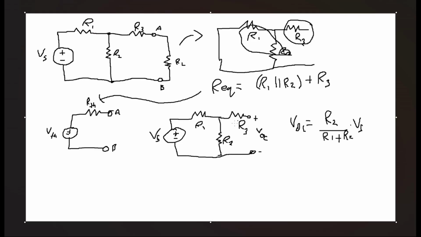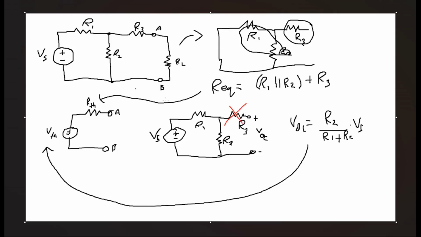You might be wondering what happened to R3. Well, if we're measuring the voltage from these terminals, R3 doesn't make a difference because no current would ever flow through because it's an open circuit here. So you could effectively remove R3. And this would be our open circuit voltage, and that would be the V Thevenin voltage.